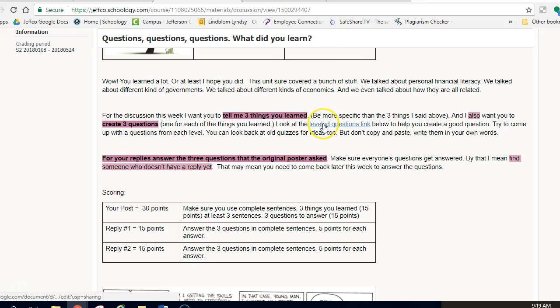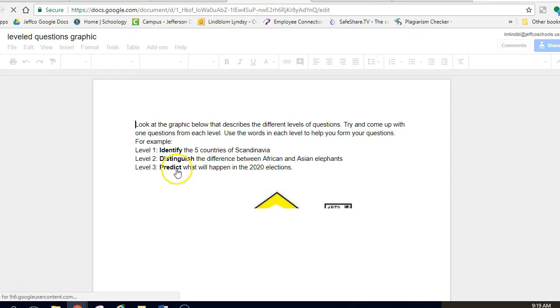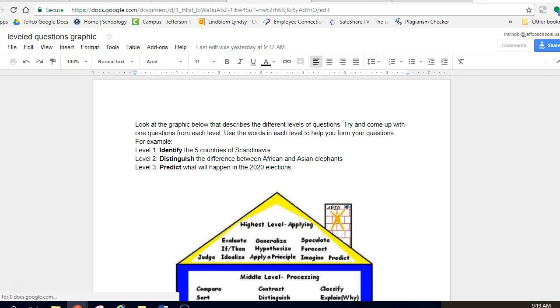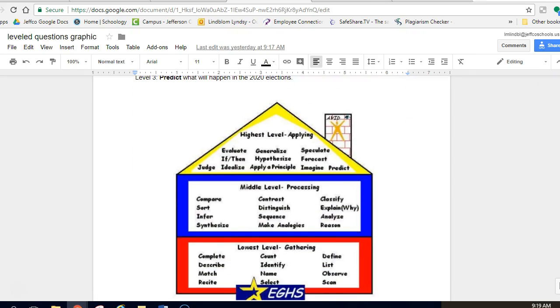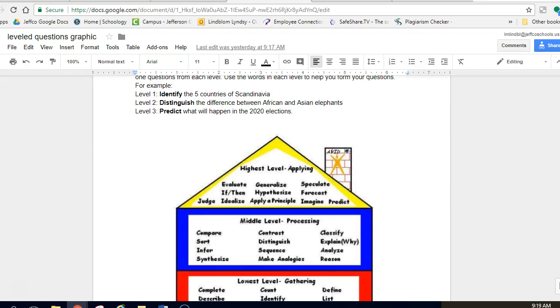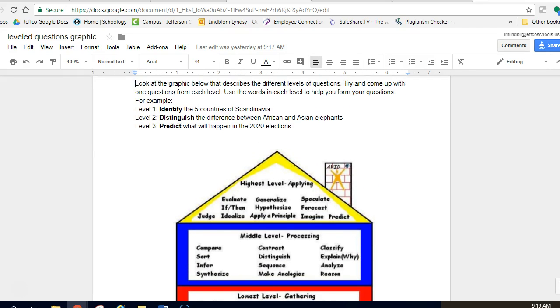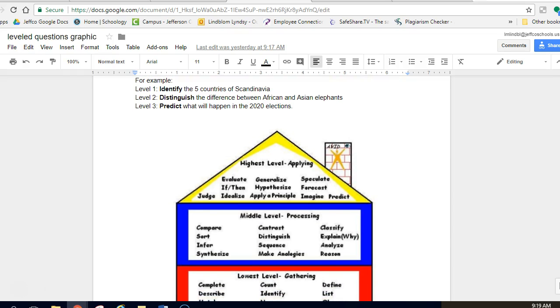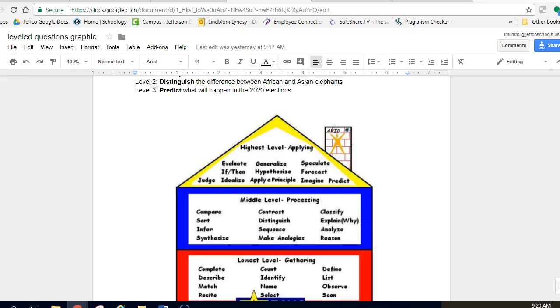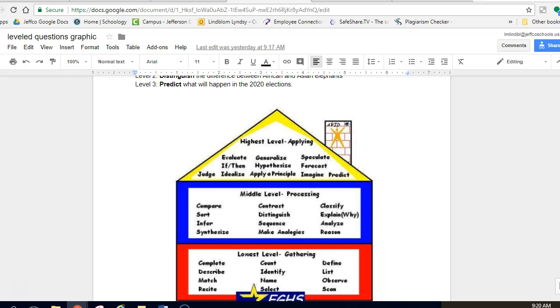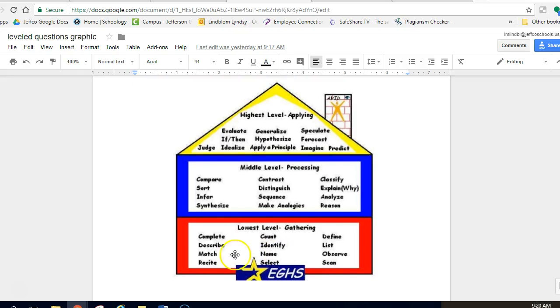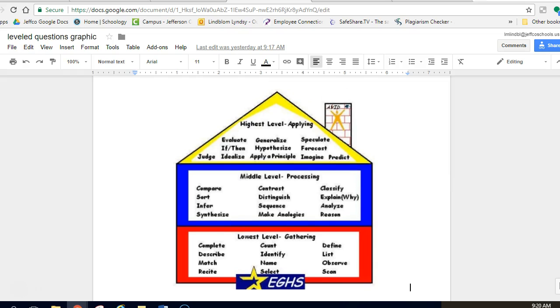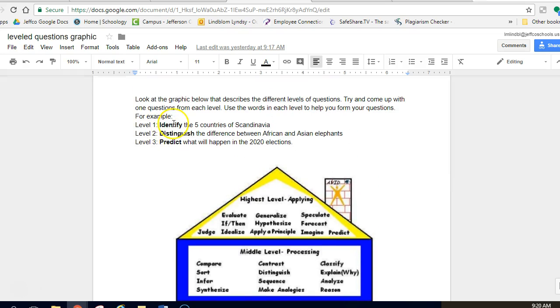So look at the leveled questions link. And this kind of shows you what a leveled question is. Level 1 is to identify. Level 1 is pretty basic. You can point to it in the article. Level 2 is kind of reading between the lines. And level 3 is a higher level thinking. So there's some words in here that kind of help you start a question.